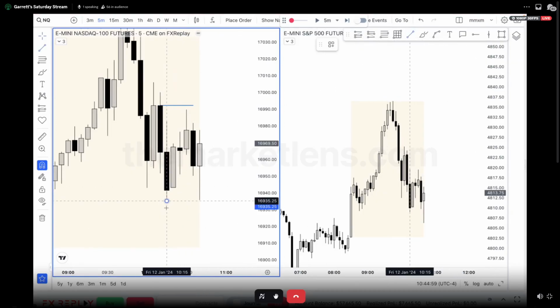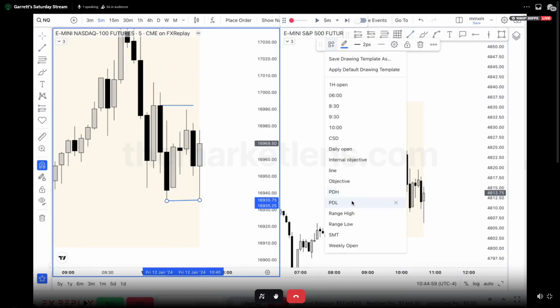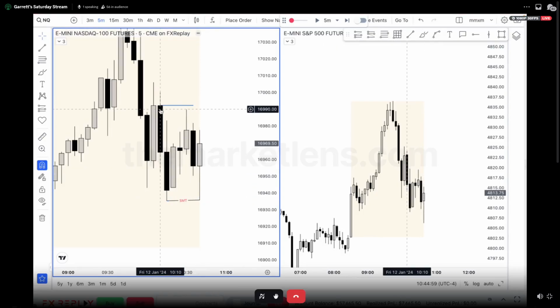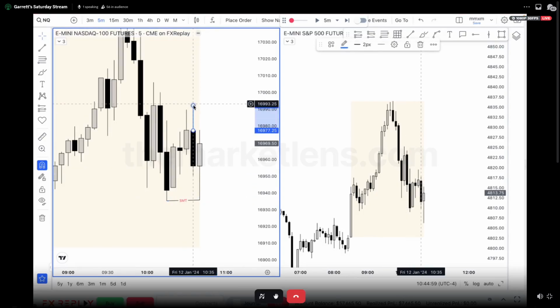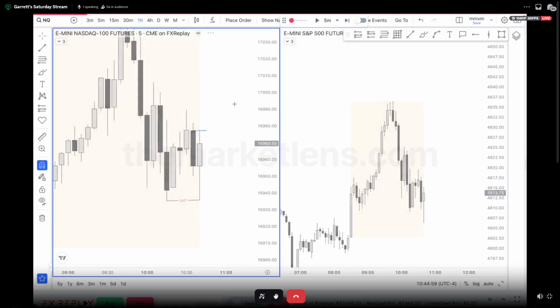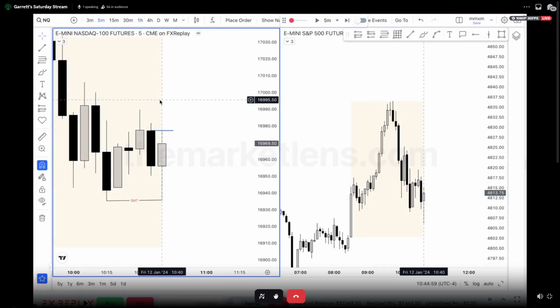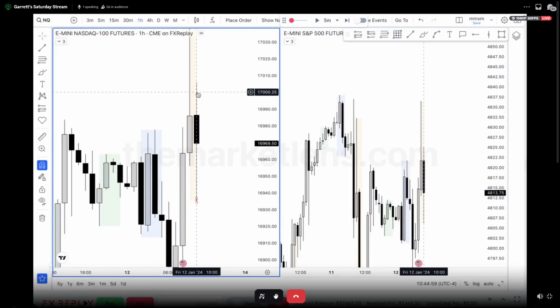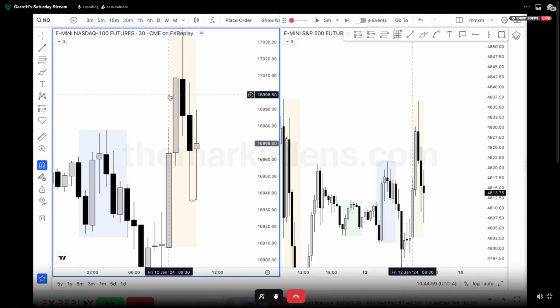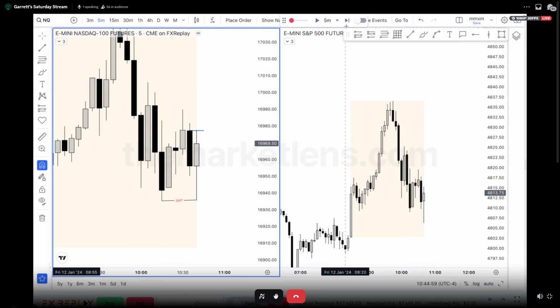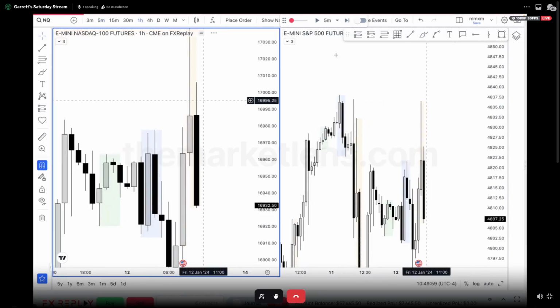Putting an SMT here. Okay, I don't really like how low we got here. So now we push it to here. Now if you look here, wait, what just happened? This candle not close yet? Oh, sorry, this candle didn't even close. I'm tripping. Yeah, I'm sorry. We have to let this hourly candle close. It didn't even close yet.